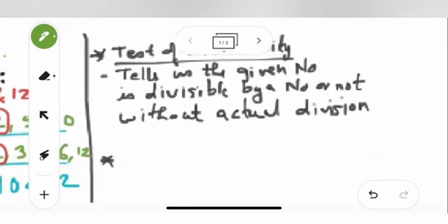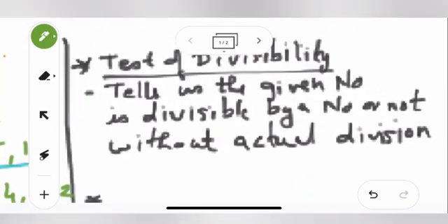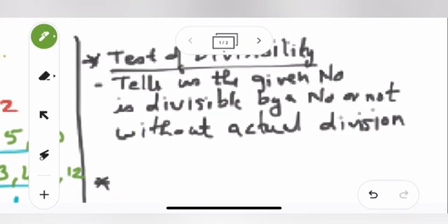Now let us see the test of divisibility. Test of divisibility is a very important topic. It will be there for your further mathematical sums when you solve. You should be very much aware about which number is divisible by which number, so that it becomes easy for you to solve the sums. Especially in this kind of chapters like factorize and all, you should know the test of divisibility.